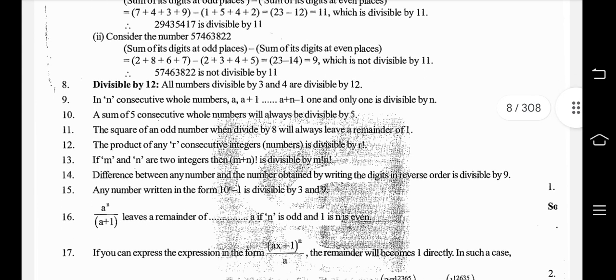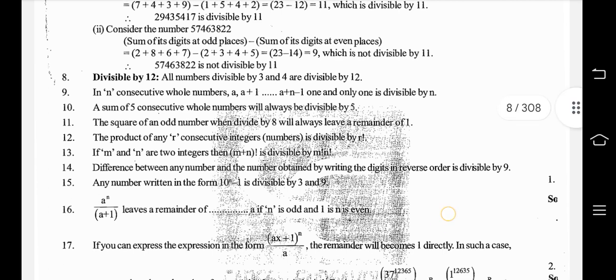Divisibility by 12. All numbers divisible by both 3 and 4 are divisible by 12. Among n consecutive whole numbers a+1 to a+n-1, one and only one is divisible by n. The sum of 5 consecutive whole numbers will always be divisible by 5. The square of an odd number when divided by 8 will always leave a remainder of 1.